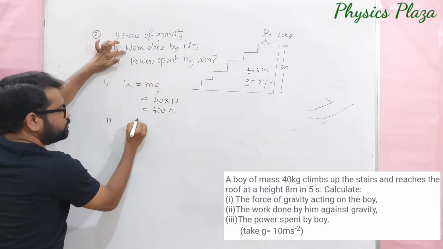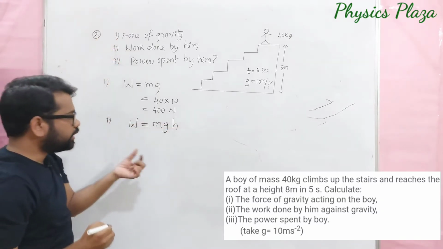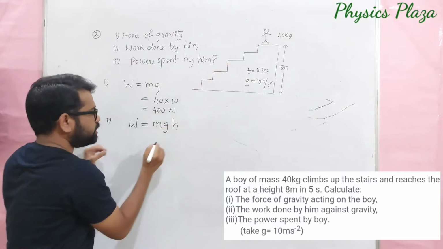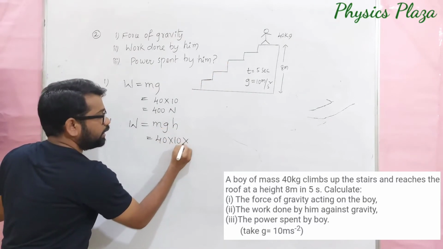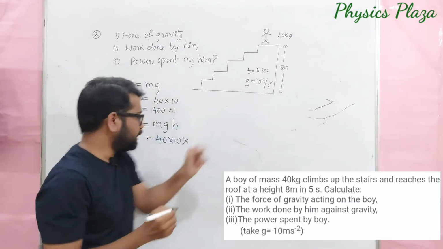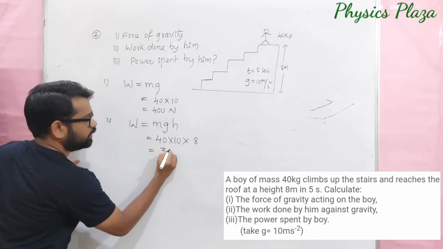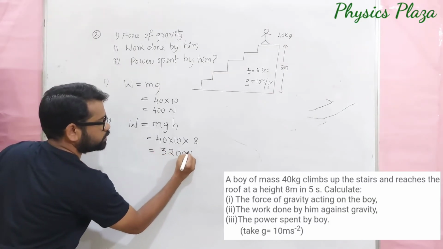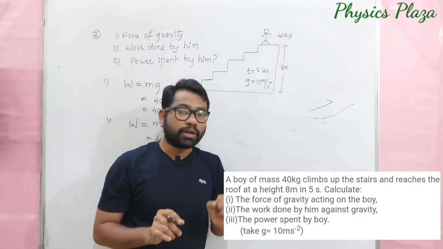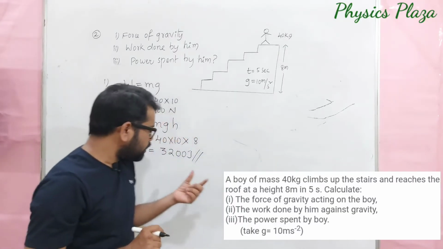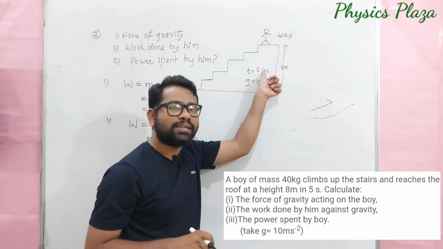So W is equal to mgh. Check here, m is 40 kg, g is given as 10, and h is 8 meters, it is given. So it will be how much, dear children? 3200 joules. So it is the work done by the boy against the gravity. Children, this much work is done in 5 seconds.